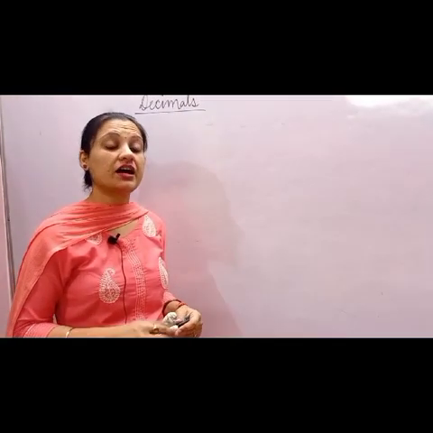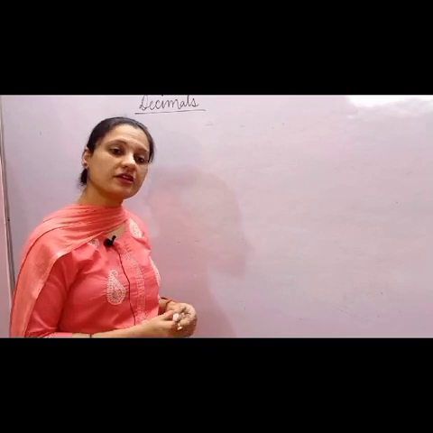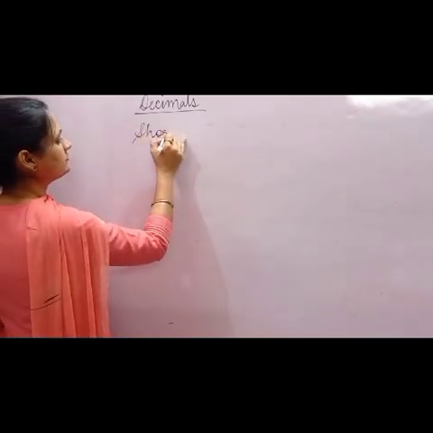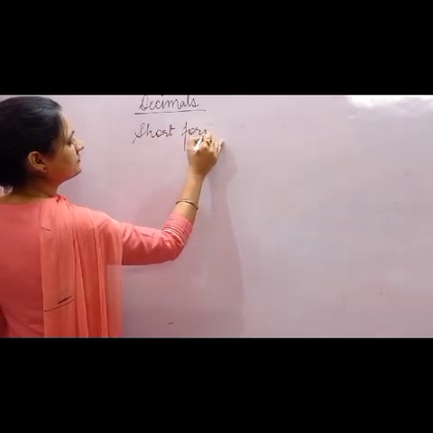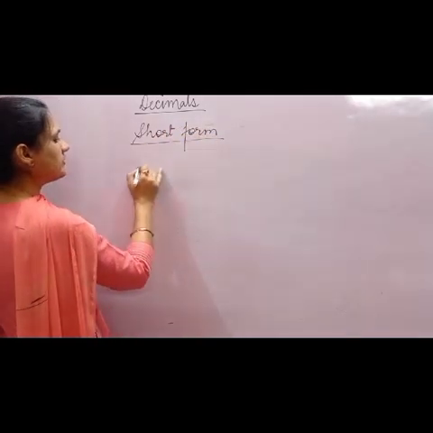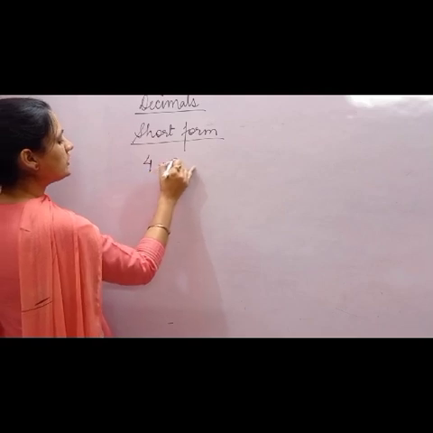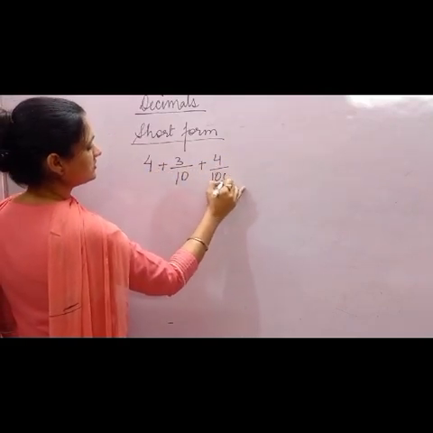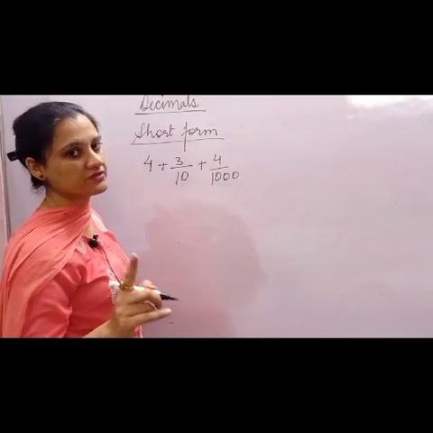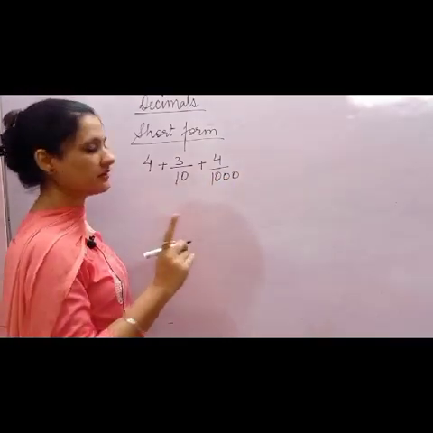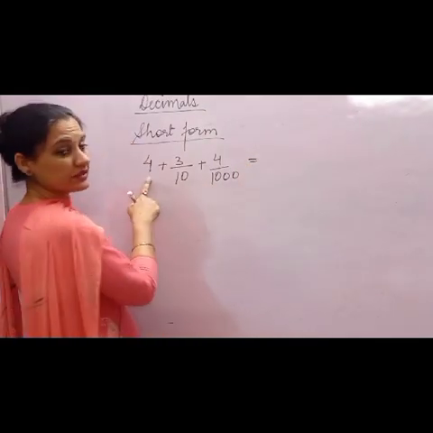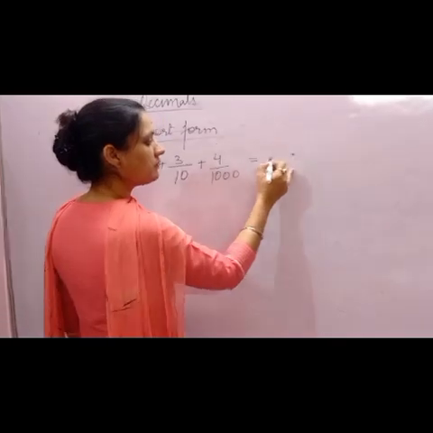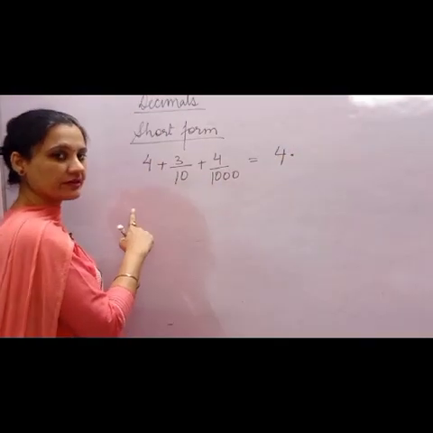And next is how to write down the expanded and the short form. Let us understand the short form. For example, if the number is given as 4 plus 3 by 10 plus 4 by 1000. See, the important role is of the place value. Here, 4 means there is nothing in the denominator, so it should come before the decimal. This is the integral part.